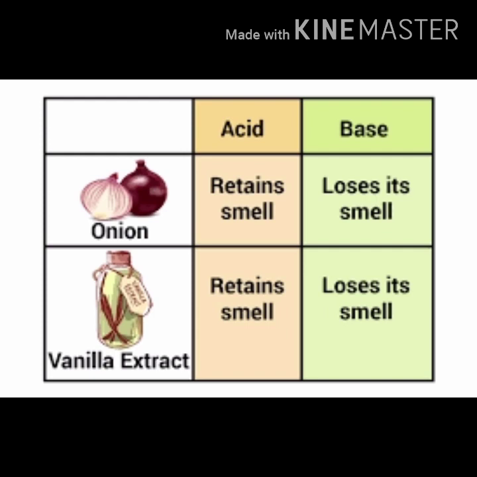Onion and vanilla extract. When onion is added to acid, it retains its smell, and when added to bases, it loses its smell. In the same way, vanilla extract also retains its smell in acidic solution, and in basic solution it loses its smell and gives a very bad smell.